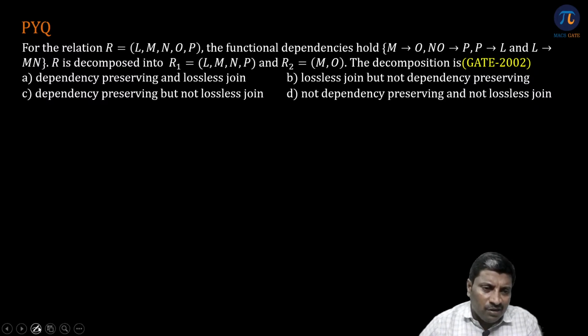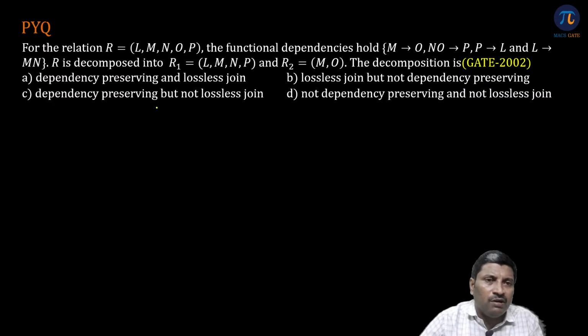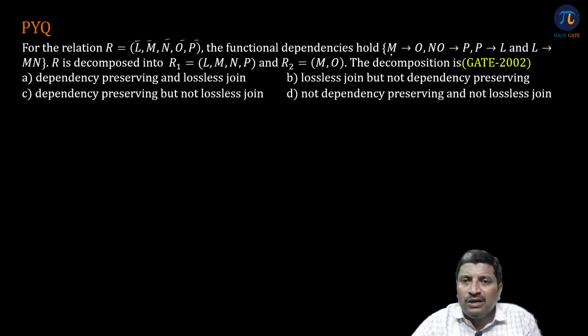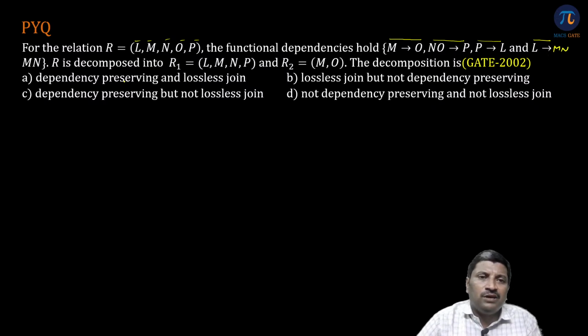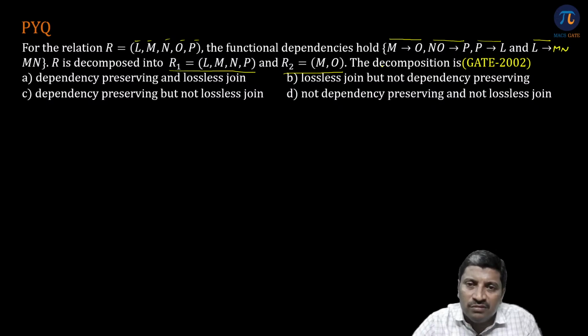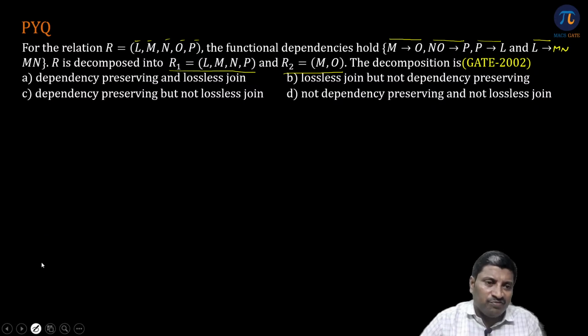For the relation R, what are the attributes? L, M, N, O, P. Fine. And the FDs are M implies O, NO implies P, P implies L, and L implies MN. Let me write it here. Then R is decomposed into R1, LMNP, R2, MO. And we need to verify which of the properties it satisfies. Let us do the first property. What is the first property, sir?